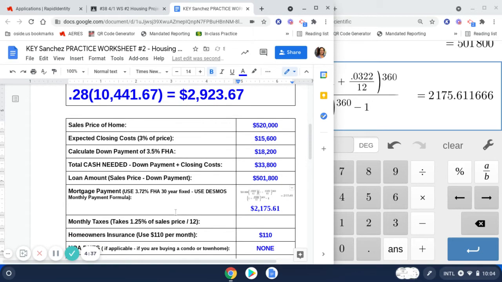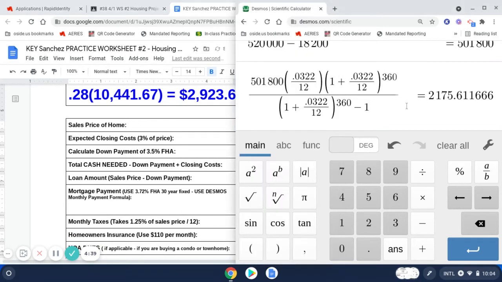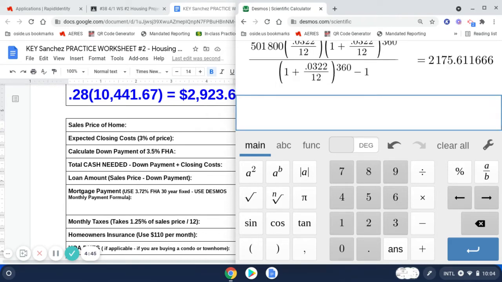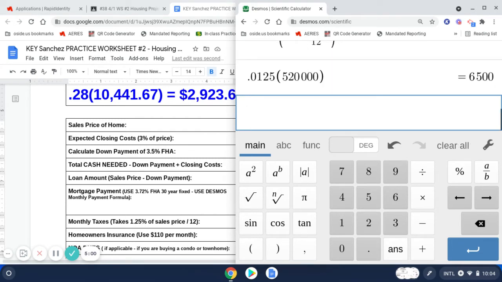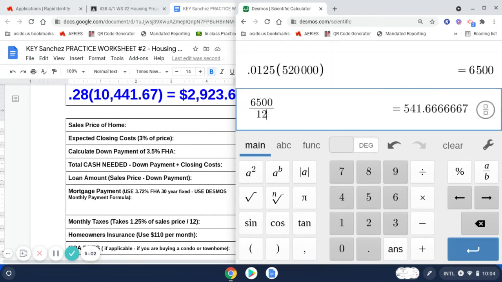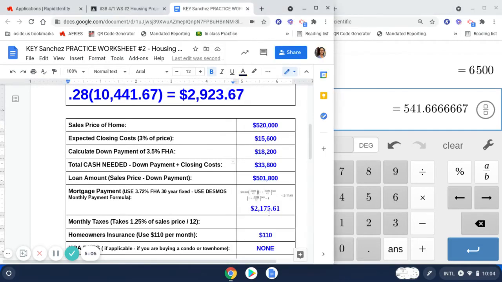There. Okay, now taking 1.25%. This is the California tax rate. 0.0125 times the sales price. So $6,500 is the annual property taxes, but we want to divide that by 12. So $541.67.